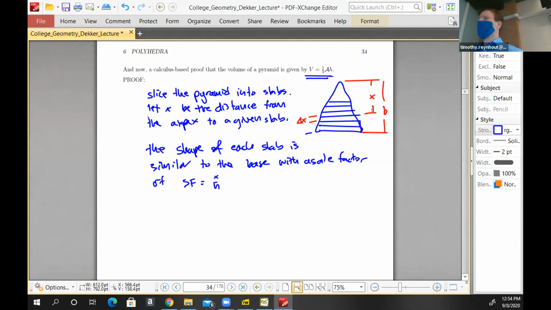So however far away we are, as we get closer to the apex, the x value is smaller and the h stays the same. So as we get closer to the apex, of course, the scale factor is smaller and smaller. So we have something that's smaller and smaller compared to the base.